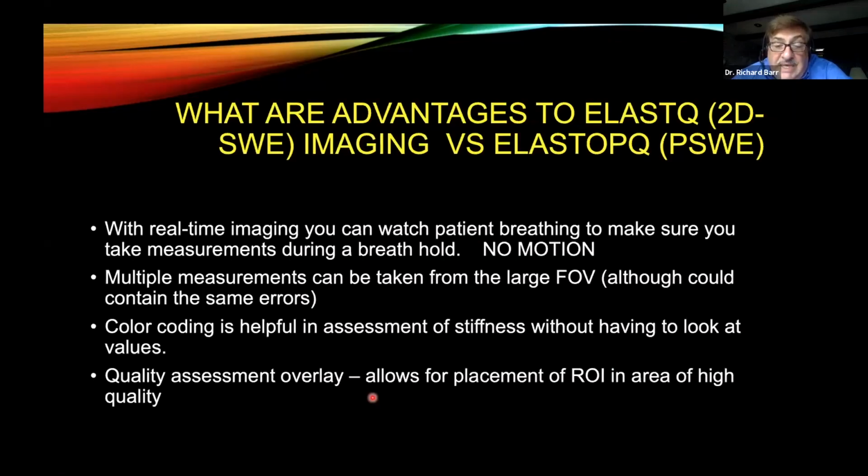But what you can do is increase the ROI box to average over a much larger area of the liver, which isn't really acceptable. And you can also decrease that ROI box if there are a lot of artifacts and you want to avoid taking measurements in an area of the artifacts. The color coding is helpful in assessment of stiffness without having to look at the values. And that quality assessment overlay, or confidence map, allows for placement of the ROI in an area of high quality.